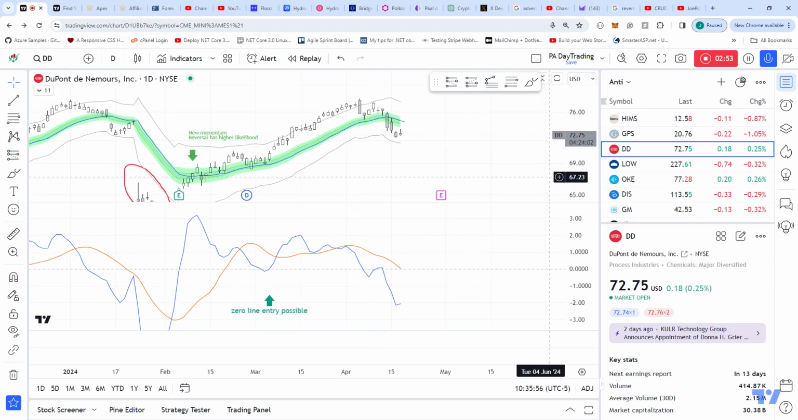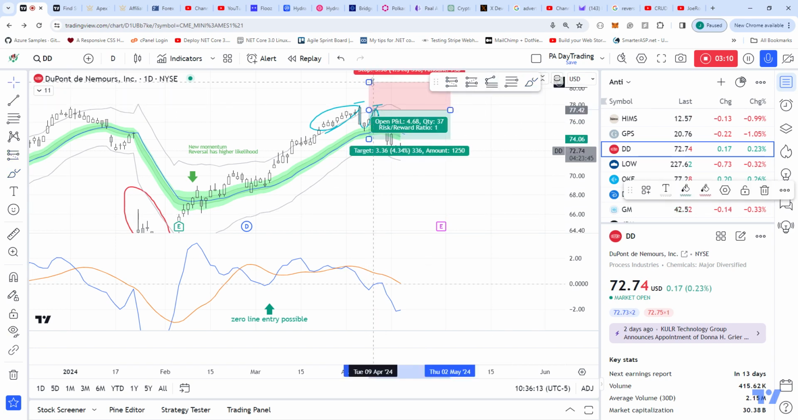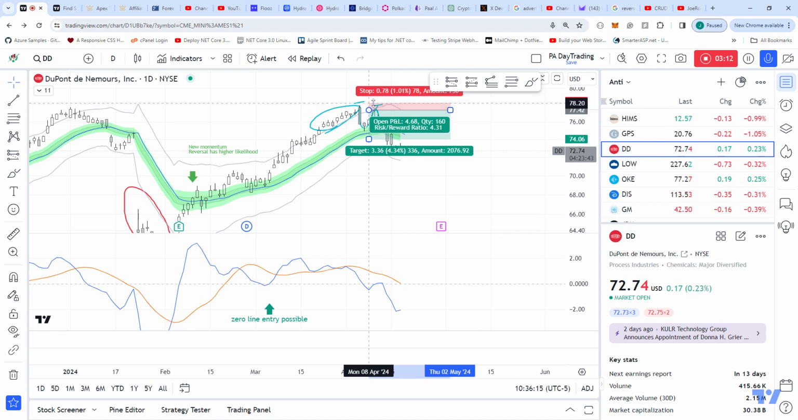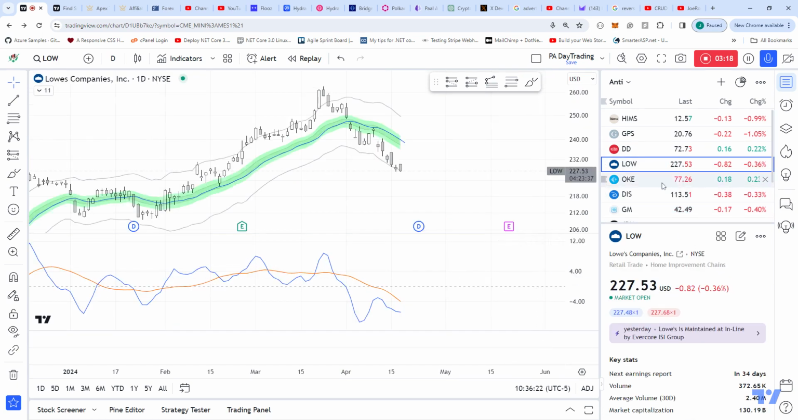Another setup here is climactic activity, no real failure test. You get your lower high here, higher high, lower high, and then that lower high was actually your ante. So you could have taken that for another one-to-one. Nice and easy. So I think you guys are getting the picture.